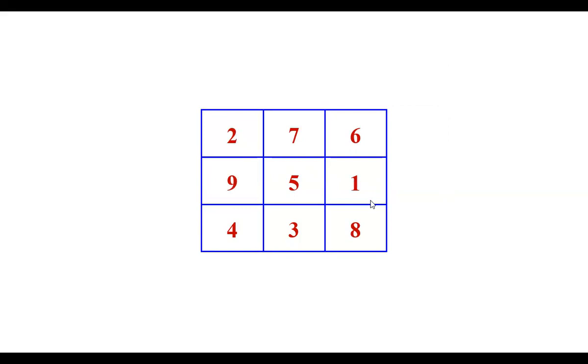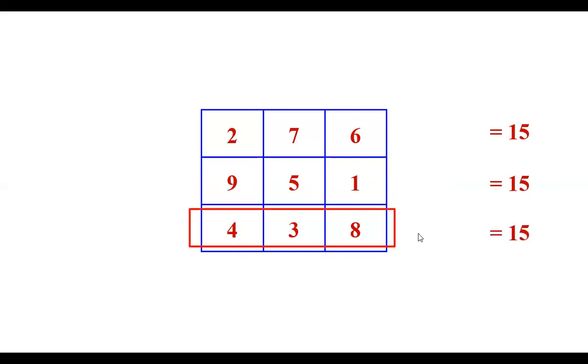So we have taken all the numbers starting from 1 to 9, no repetition, and all the cells are filled. Now if you sum up all the elements in any row, first row, 2 plus 7 plus 6, how much? 15. Similarly, second row, 9 plus 5 plus 1, 15 again. Next, third row, 4 plus 3 plus 8, 15.